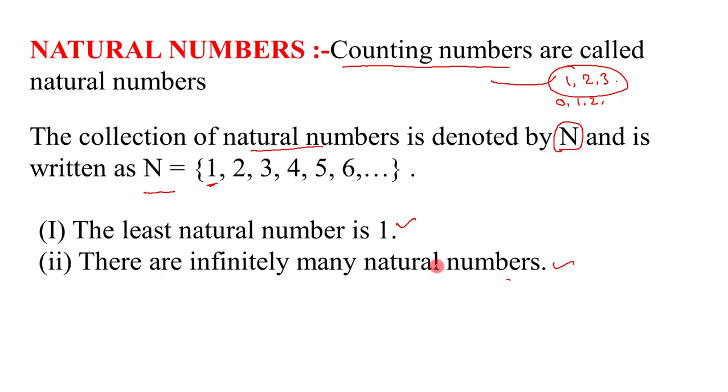Why do we have infinitely many natural numbers? If you observe this set, the dots represent continuity. These natural numbers will continue endlessly. That means there is no end in the set of natural numbers. That's why it is said to be infinite. It has infinitely many natural numbers.